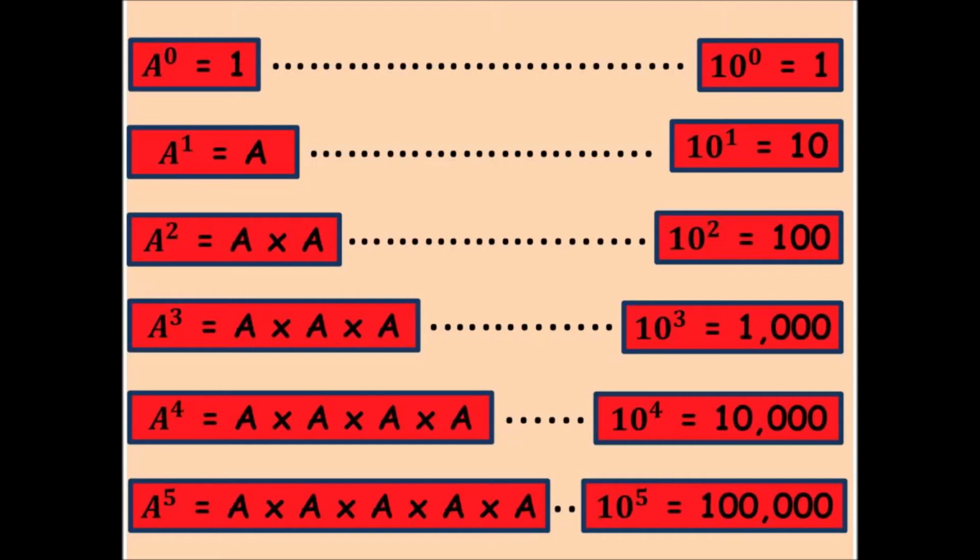So 10 to the fifth means 1 and that many zeros. Look at 10 to the 0. How many zeros are there? Well, the exponent tells you how many zeros there are. There's none, so you just put 1. So a to the 0 equals 1. Any number, any number, pick a number.